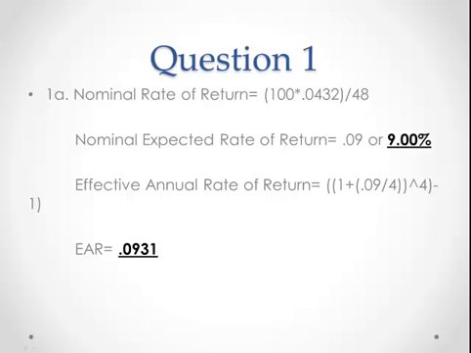Second question is the effective annual rate of return. It's a little bit of a different equation. We're going to take, as you can see, now that we found the equation, the EAR is equal to 0.0931.